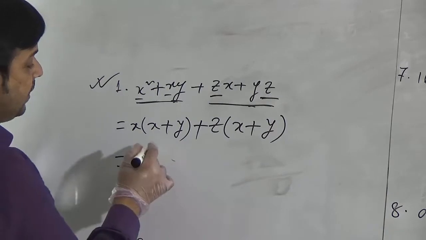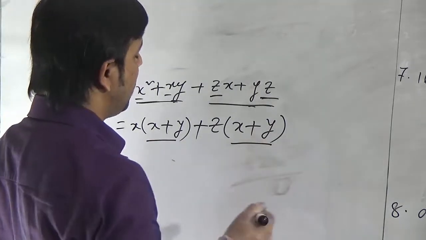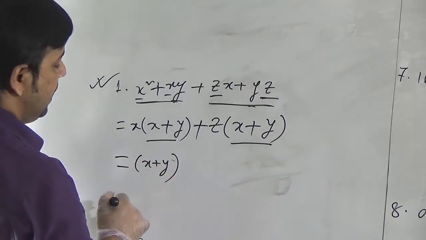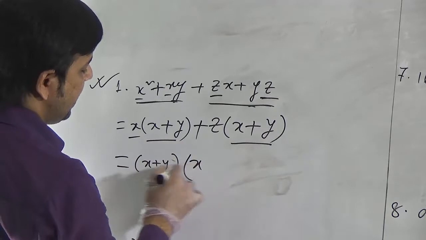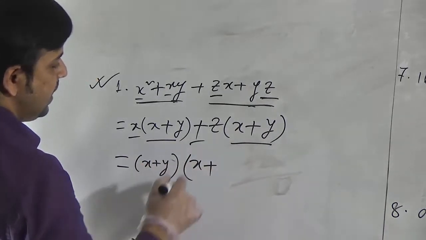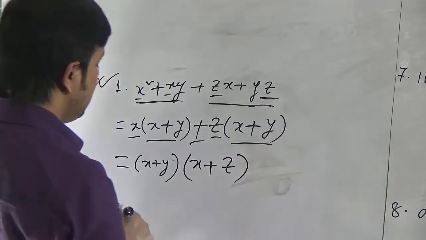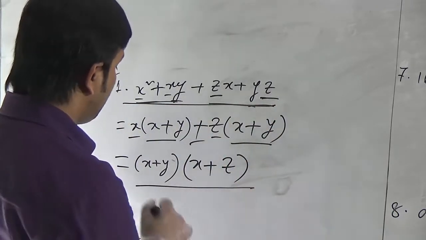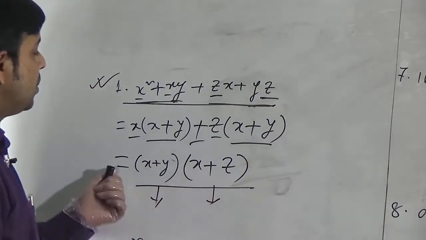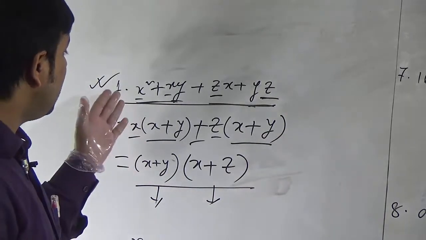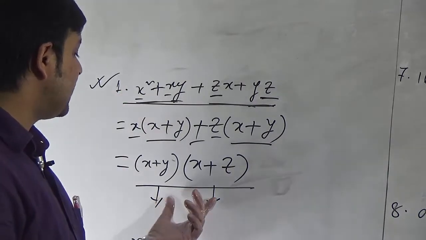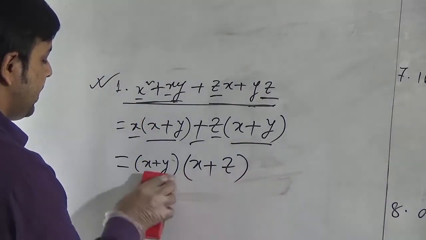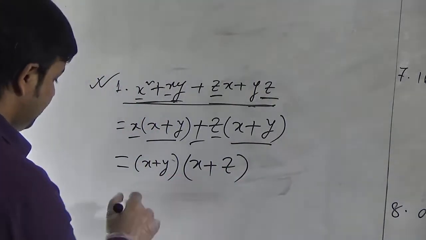Now observe, x plus y is common here, so we can take x plus y at first. Then remaining x here, write x, here is plus sign, give plus sign, here is z remaining, write z. Now I have expressed this expression as product of 2 algebraic expressions. So if we resolve this expression into factors, we will get this one. So this is our required answer for the first question.